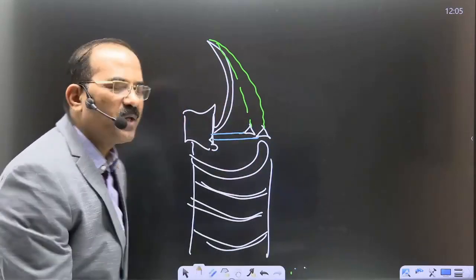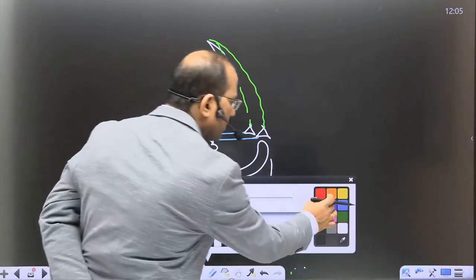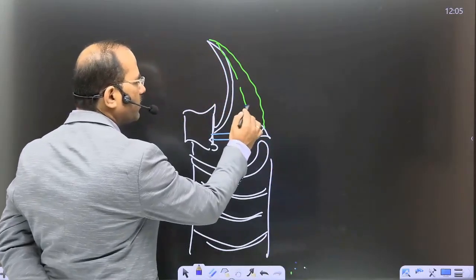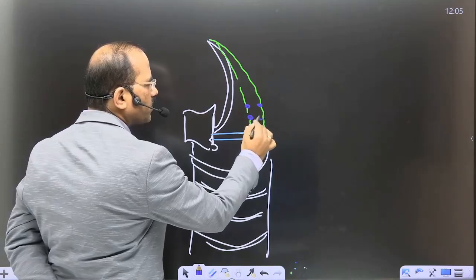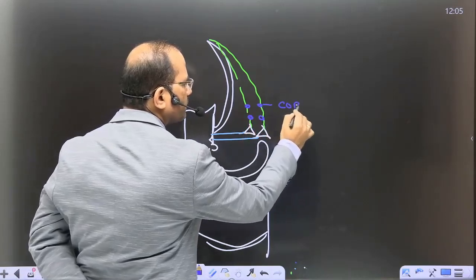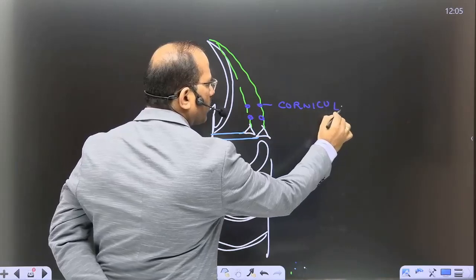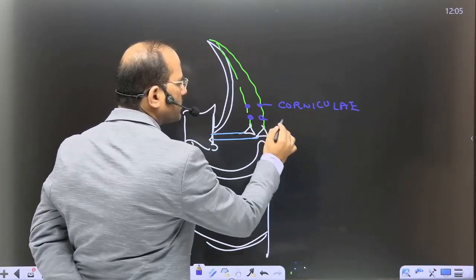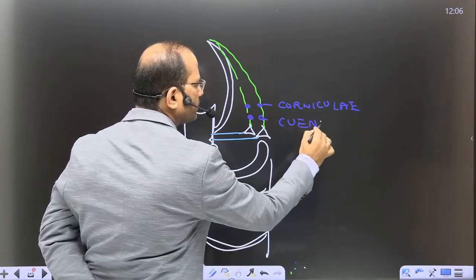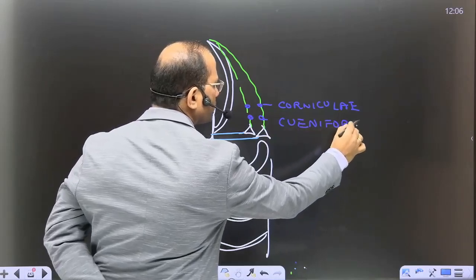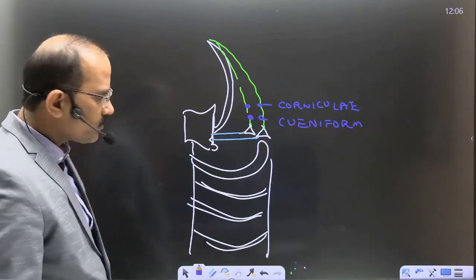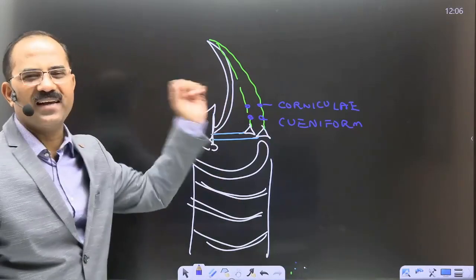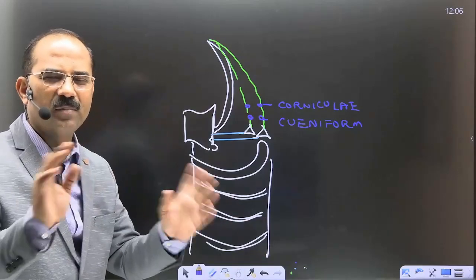Inside the aryepiglottic folds, there are two cartilages which are paired. Yes, two paired cartilages. What is this known as? Corniculate. And the second one is the cuneiform. Cuneiform cartilage. So corniculate and cuneiform. Right. So this structure is the larynx. You clear? Keep paired and unpaired.